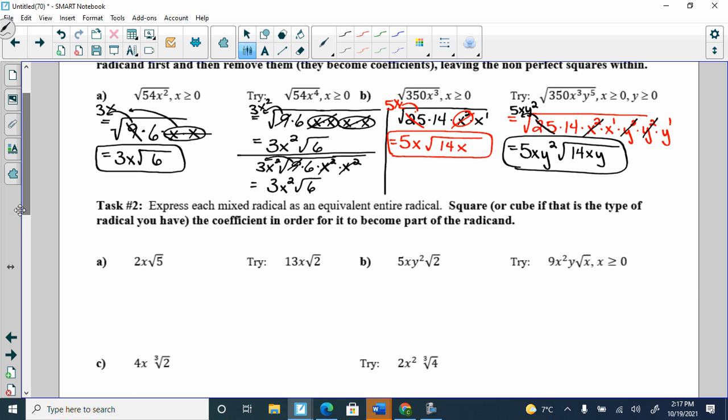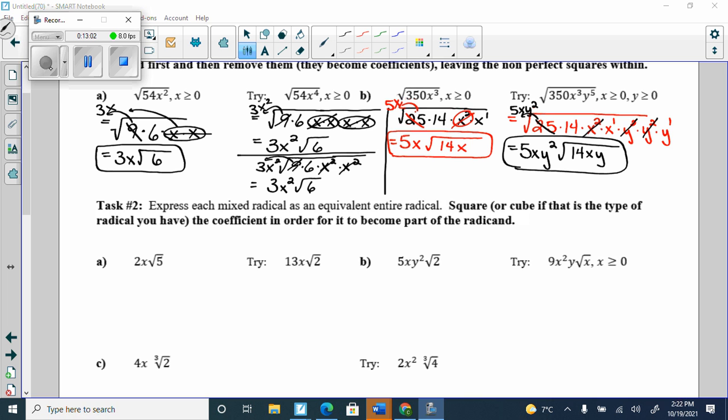So, these ones here say express each mixed radical as an equivalent entire radical. So you're just taking them from the outside and putting them back in. So all we're doing is squaring if it's an index of 2, or cubing if it's an index of 3. So try these ones out. See how you do.